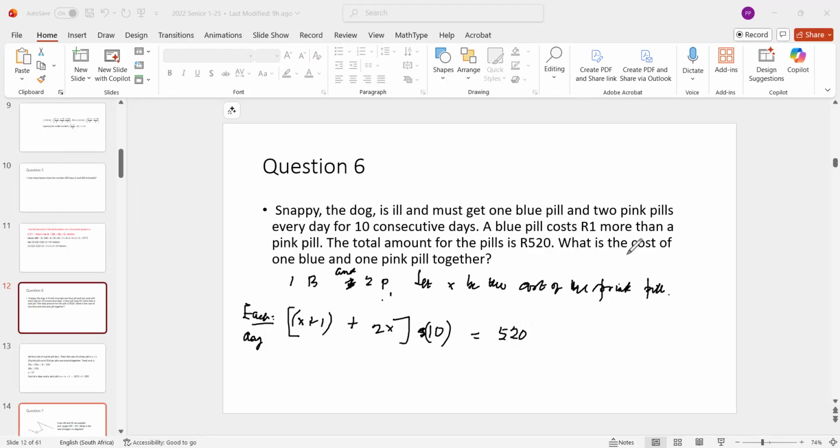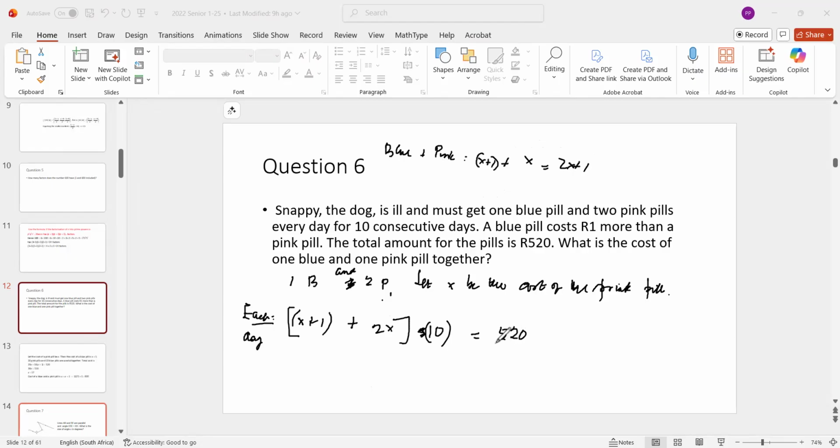All right, so they ask you, what is the cost of the blue and the pink pill together? Blue plus pink. We said the pink pill is x and the blue pill is one more. And so that's the answer, but we need to calculate x and it comes from here.